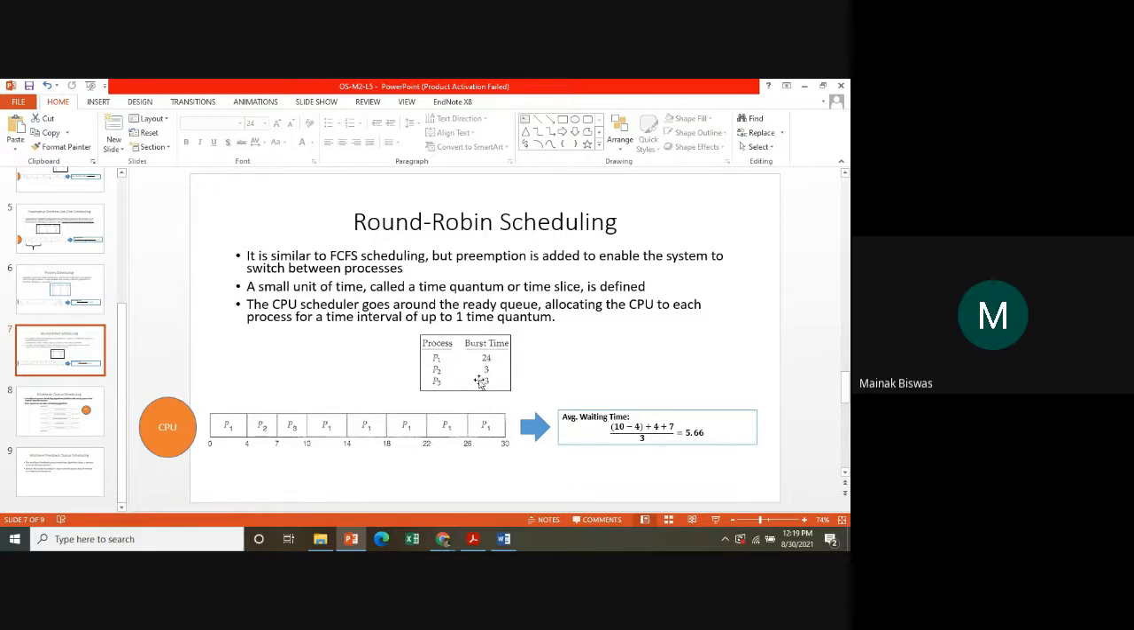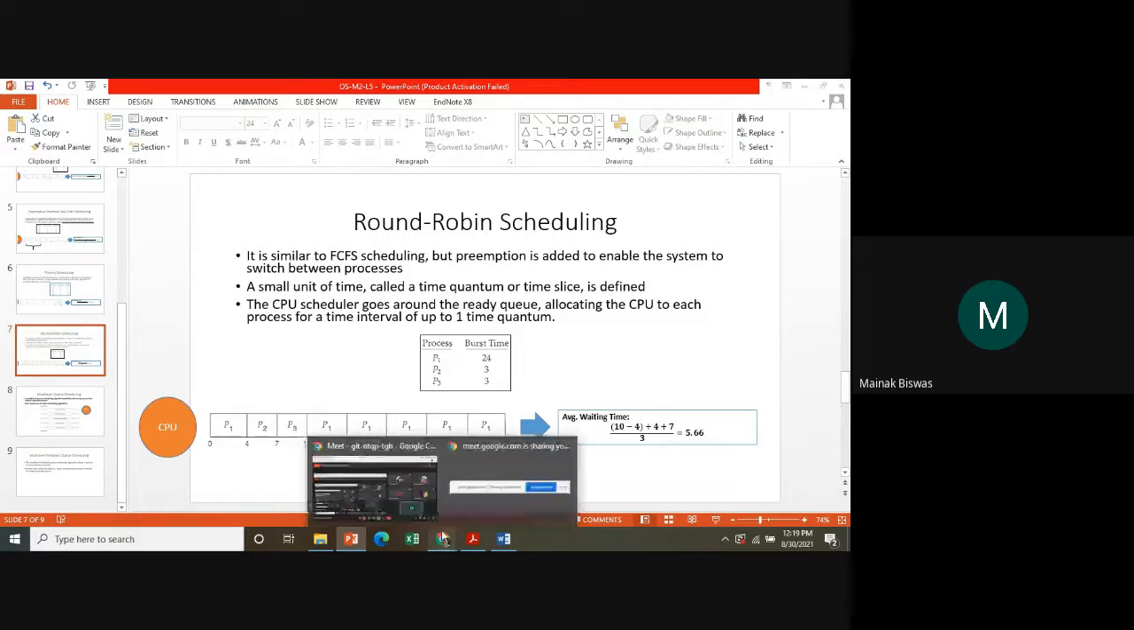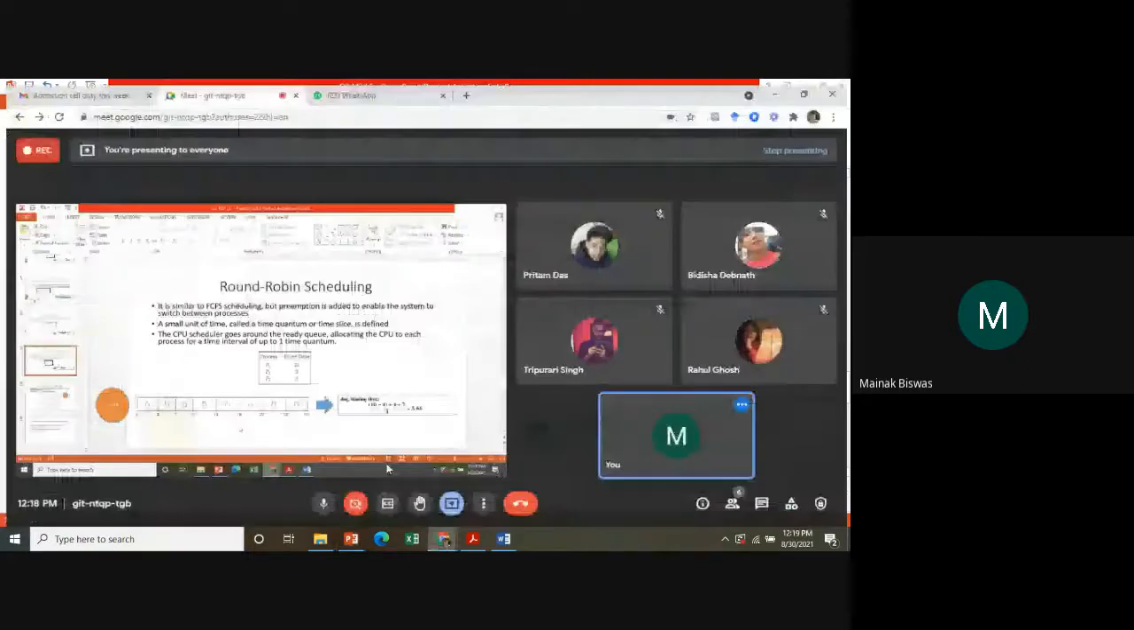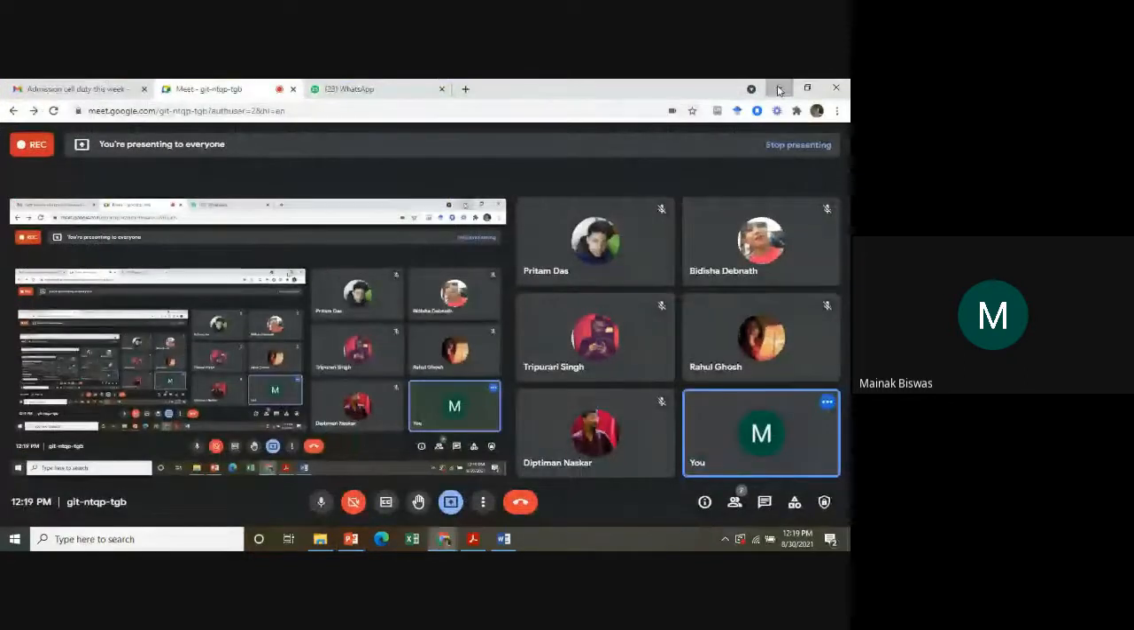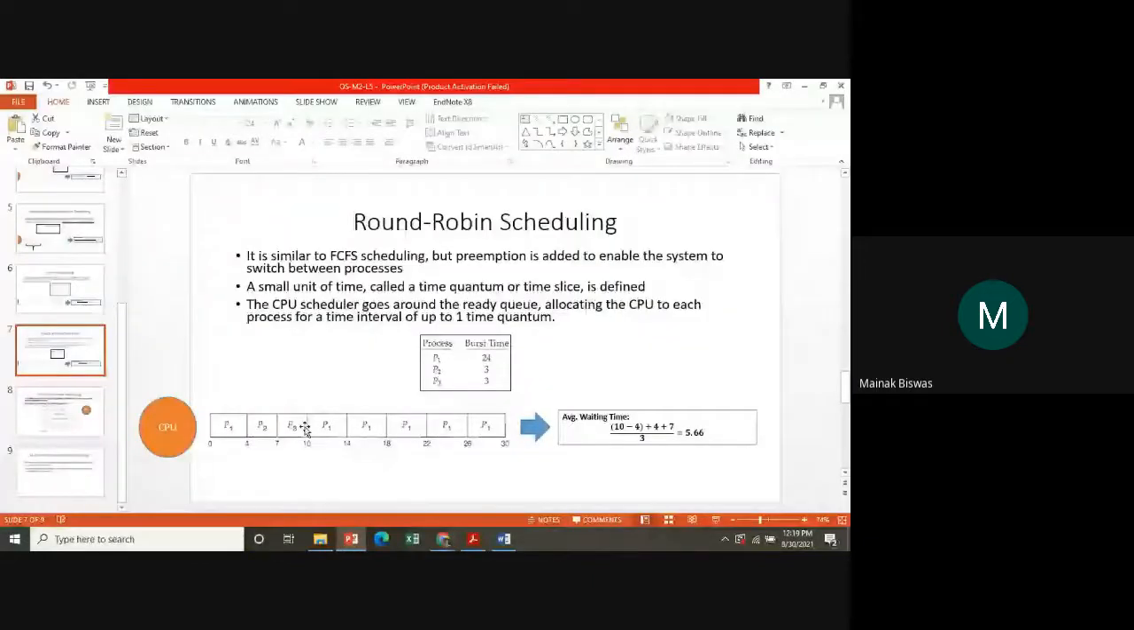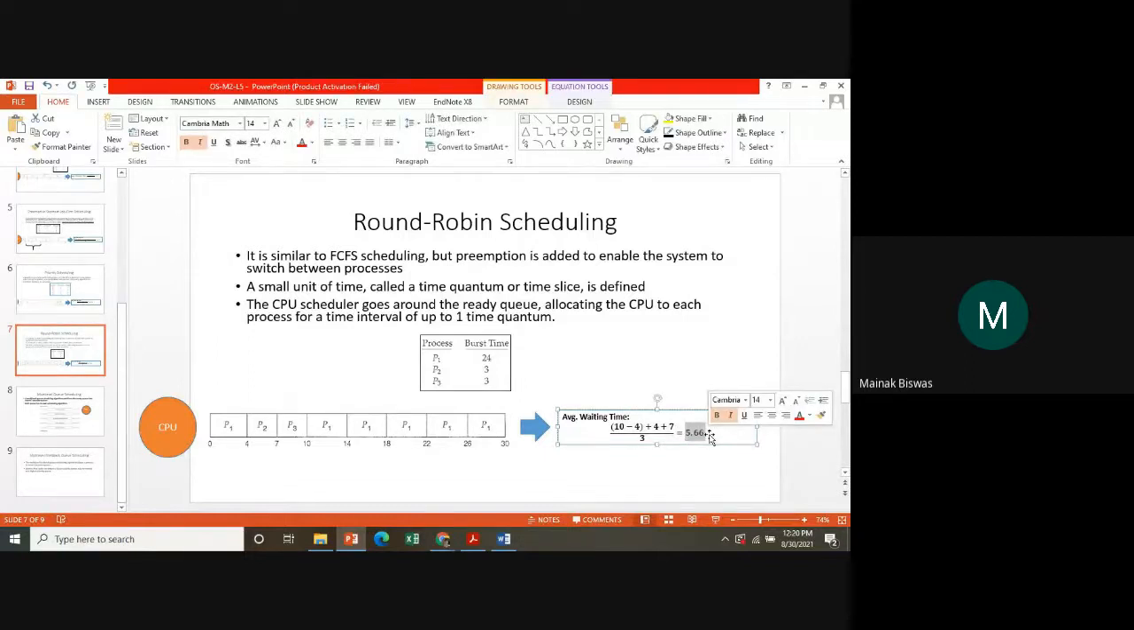P3 is again given its quota of 3 milliseconds and then it leaves the system, right? Since P2 and P3 need less time, they leave the system. After that, P1 takes over the whole system. So the average waiting time in this case: for P1 the waiting time is 10 minus 4, that is 6 milliseconds. For P2 it is 4 milliseconds and for P3 it is 7 milliseconds, divided by 3. So the average waiting time is around 5.66 milliseconds.